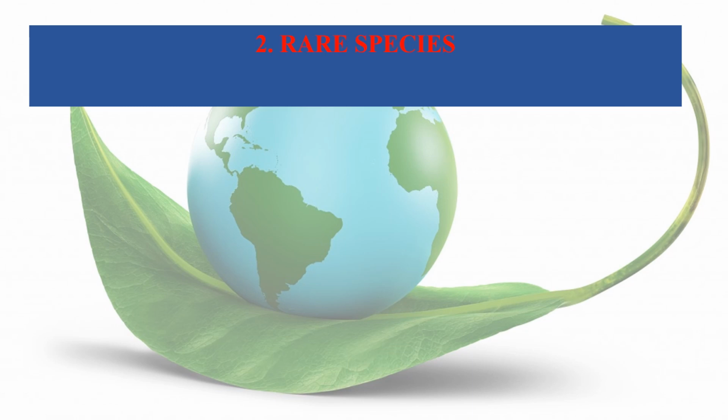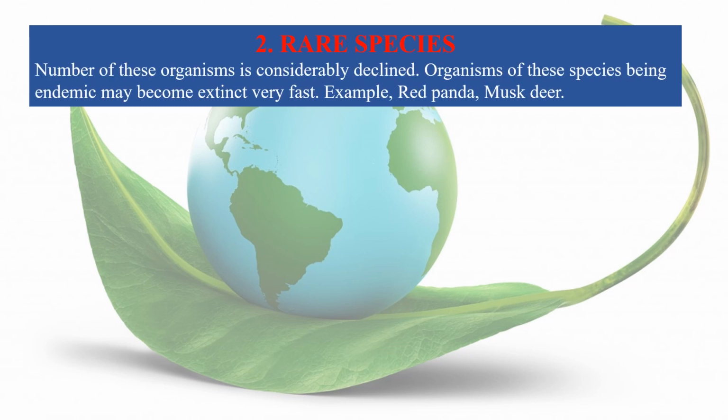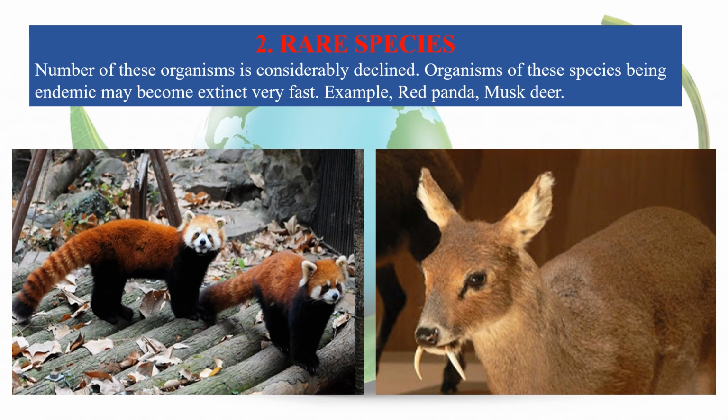Next is rare species. What is the meaning of rare species? Number of this organism is considerably declined. मतलब ये already कम हो चुके हैं. Organisms of this species being endemic may become extinct very fast. Example is red panda and musk deer. So this deer that you see, उसके जो आगे के teeth दिखाई दे रहे हैं, that is not normally seen in all the deers that is there. So this is a special deer called as musk deer, जिसके numbers बहुत कम हो गए हैं हमारे planet पे.